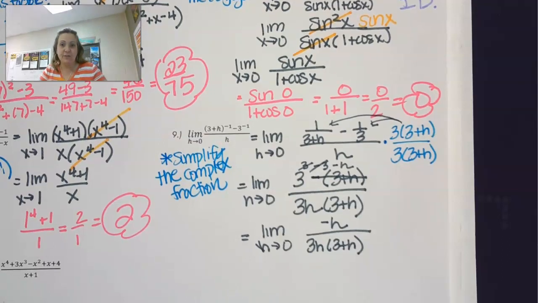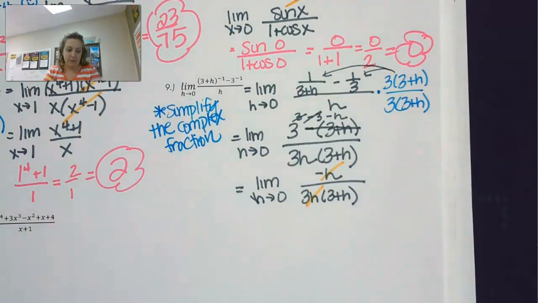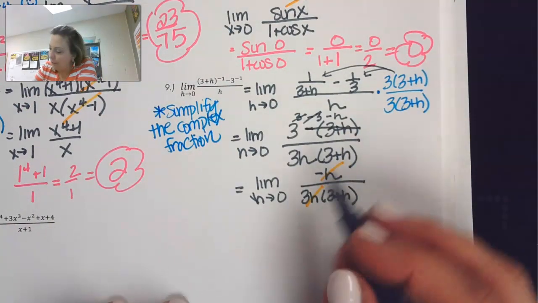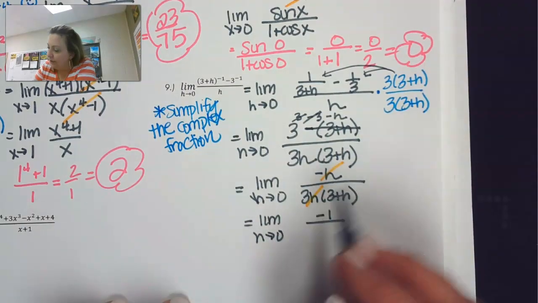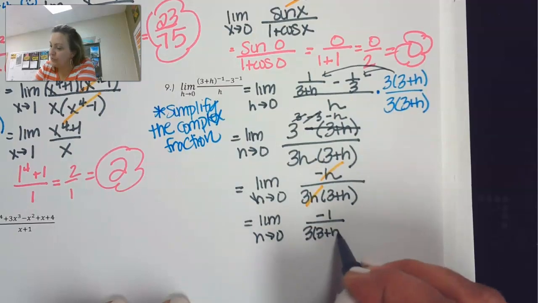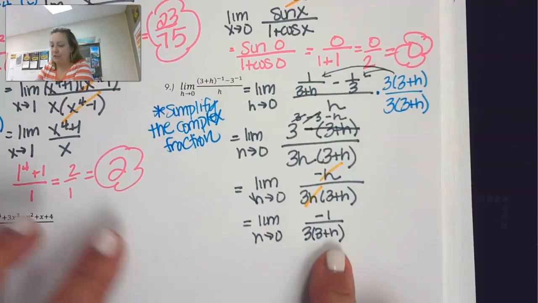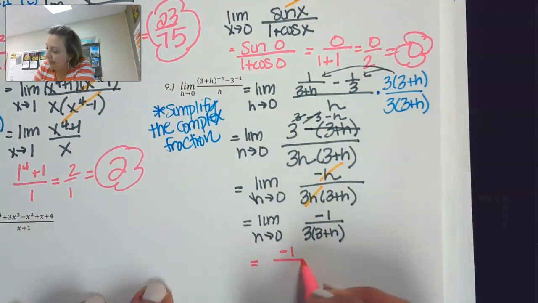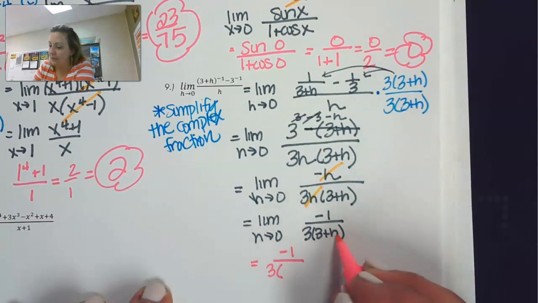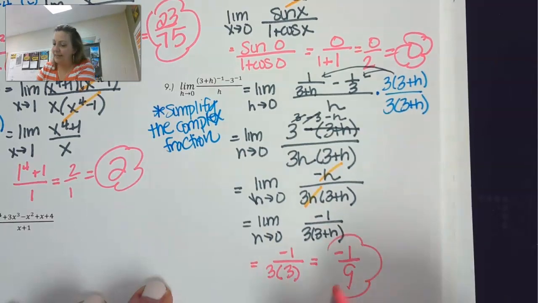Now that we've simplified, do we have any common factors? We do. I can cancel these h's out. And so I end up with the limit of negative 1 over 3 times 3 plus h. All right, so I've simplified as much as I can. Are we safe with direct substitution now? We are. So I can just use direct substitution, negative 1 over 3 times 3 plus 0, which is 3. So that gives me negative 1/9.